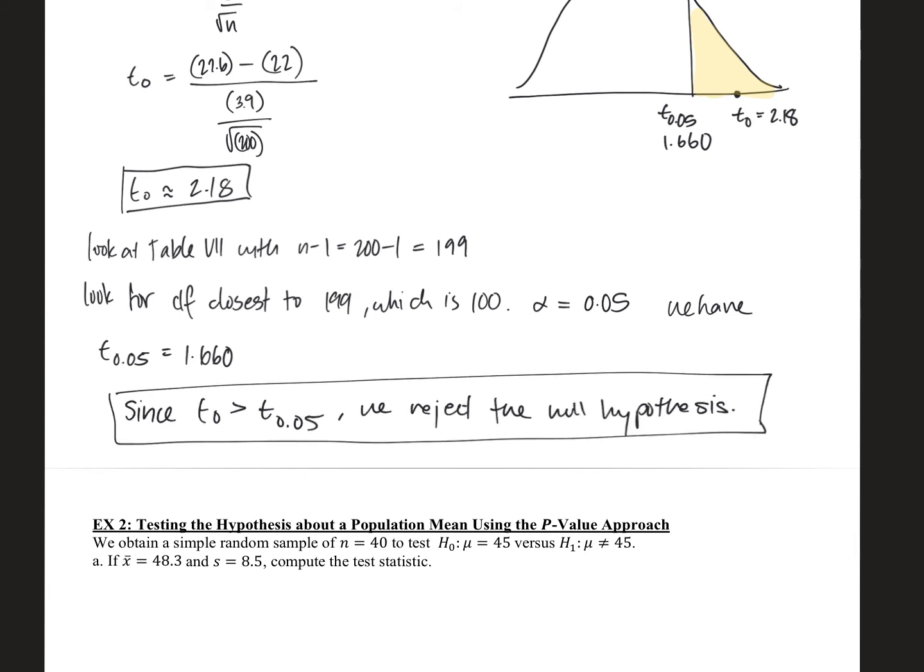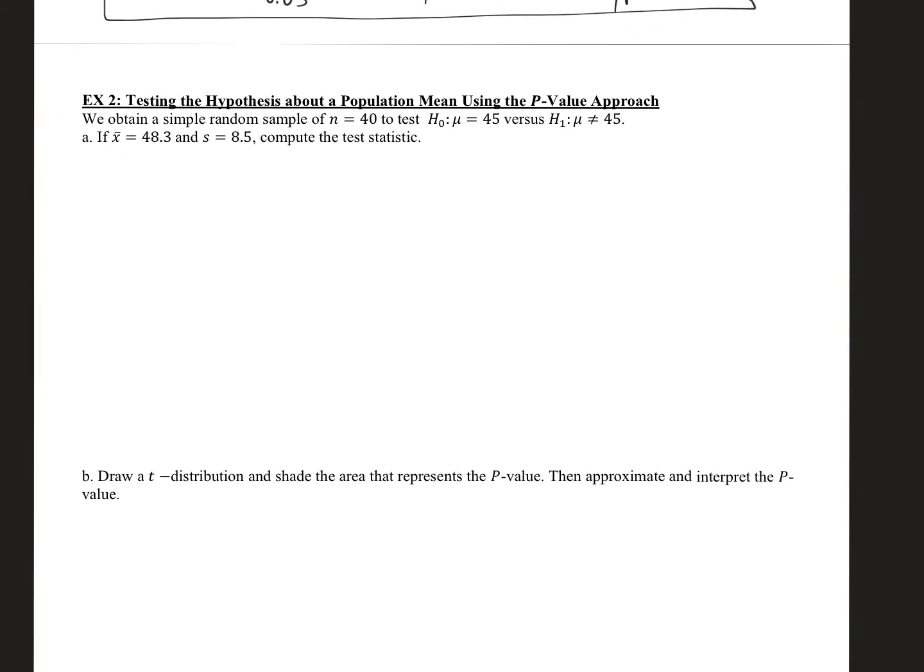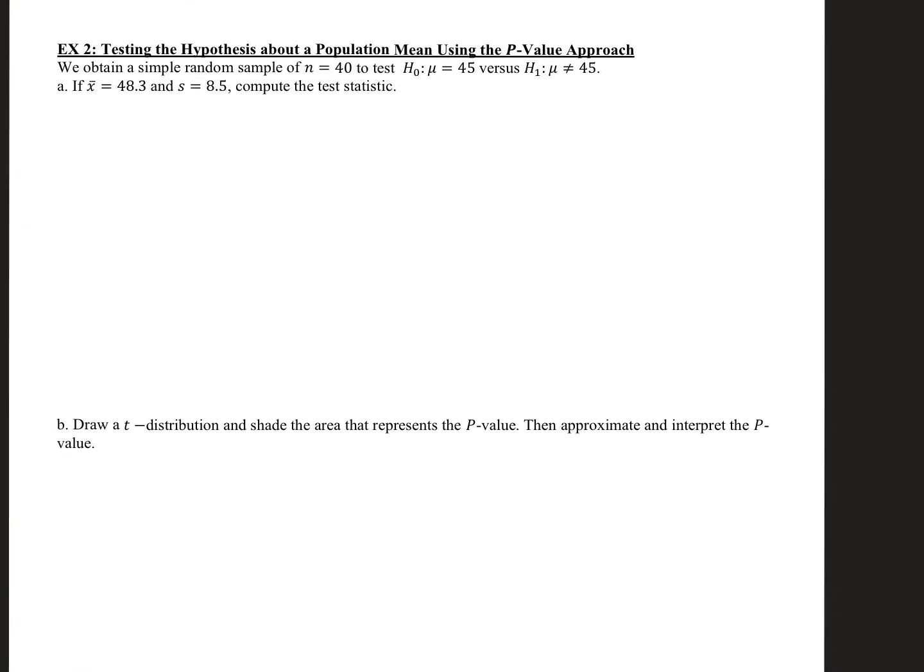Okay, so once again, with the classical and p-value approach, they're both going to be using table 7. But how you use it differs. Okay? So let's take a look at this time using the p-value approach.